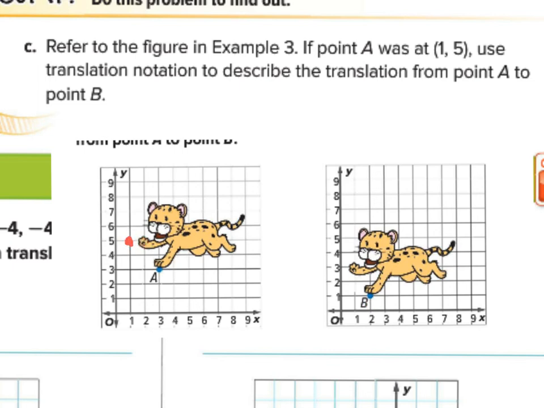So we have to add 1 to the right. So our x will have 1 added to it. And our y, I'm going 1, 2, 3, 4, from 5 down to 1. It will have 4 taken away from it. So our y is going to have minus 4. If we were to follow this rule, we would be able to translate from this point to point B just fine.